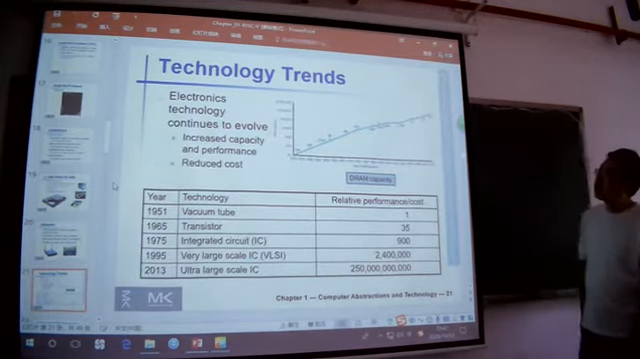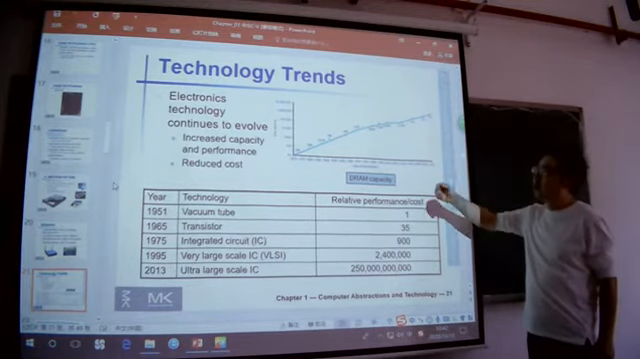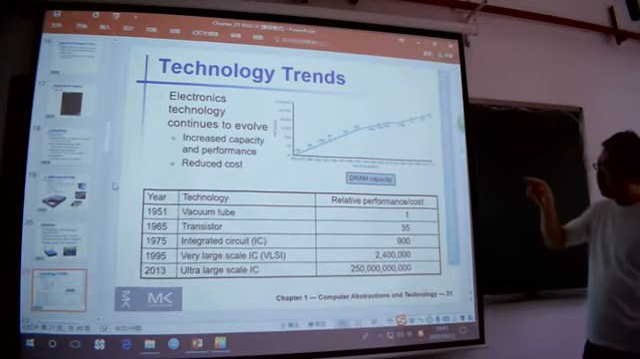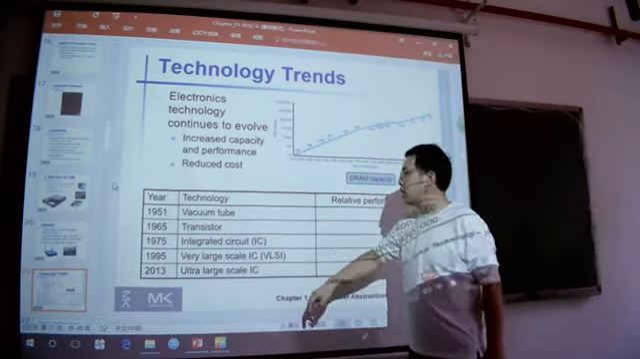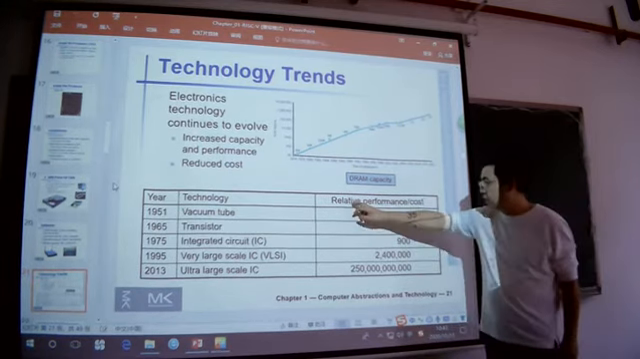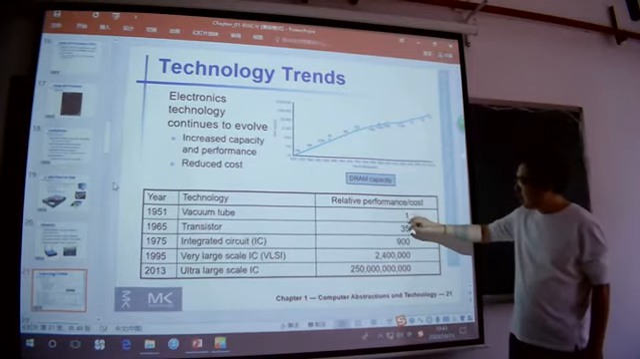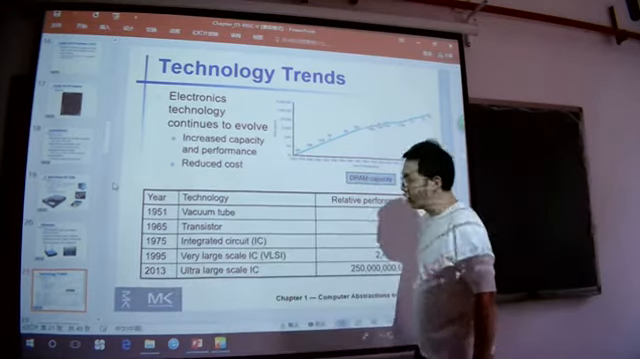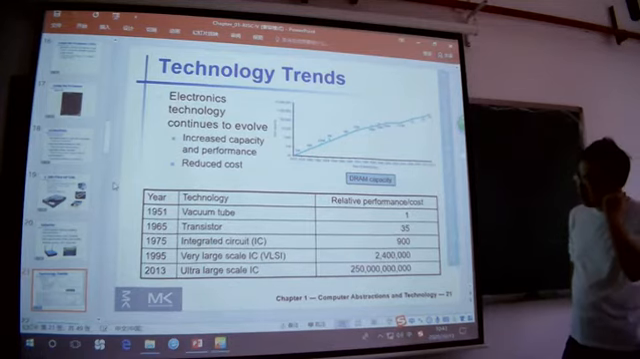Okay, the technology trend is shown in the image. In 1951 we find the vacuum tube. Its cost is 1, so we can find relative performance divided by cost. Its number is 1. You can find in 2013 we find the ultra large scale IC.